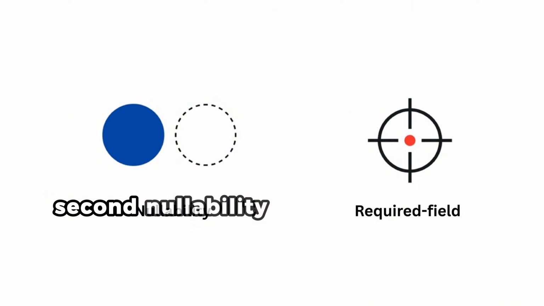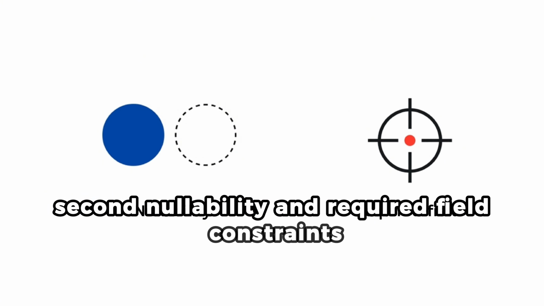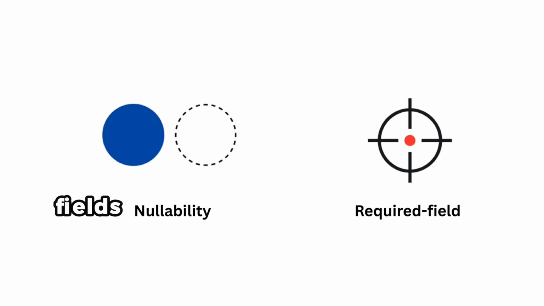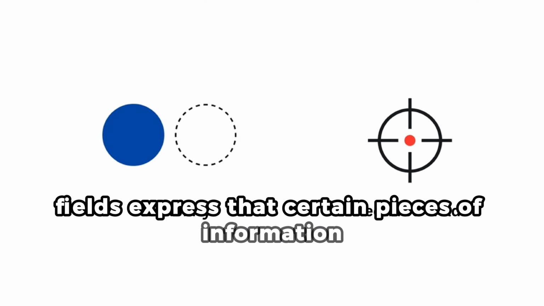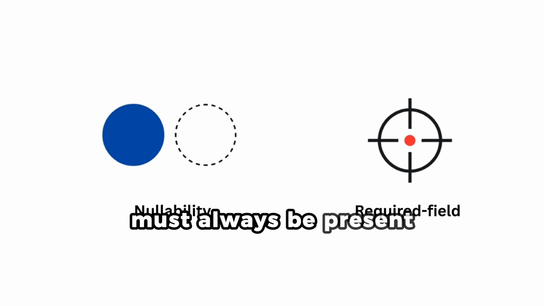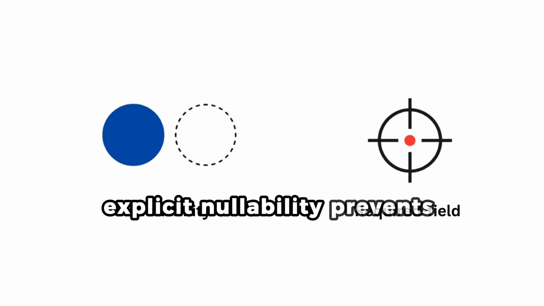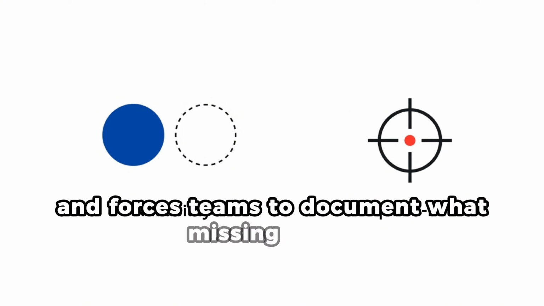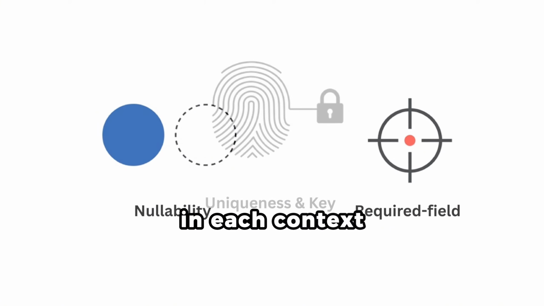Second, nullability and required field constraints. A field may be required or optional. Required fields express that certain pieces of information must always be present. Explicit nullability prevents ambiguous missing values and forces teams to document what missing means in each context.